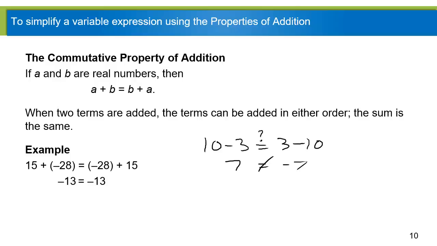So it doesn't work with subtraction, and it also doesn't work with division, right? So the commutative property only works for addition and multiplication. It does not work for subtraction or division. I think I might have said that wrong, but it does not work for subtraction or division.